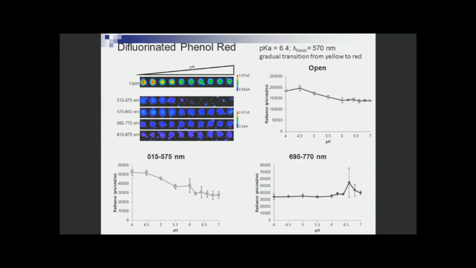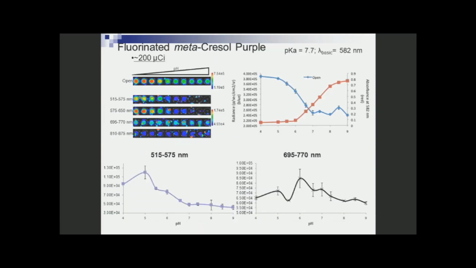And again, even though you can see it quite clearly in the 96 well plate, and it appears in the appropriate bandwidth region, the performance is not as good because you have this gradual transition in this pH indicator from yellow to red. When you go to the monofluorinated metacresol purple, this is a much better contrast agent.